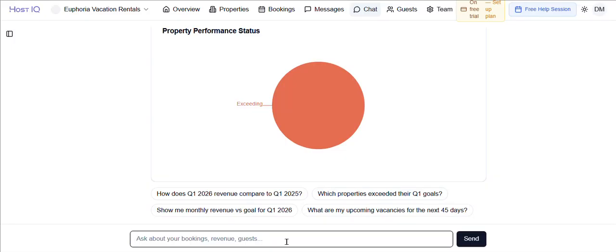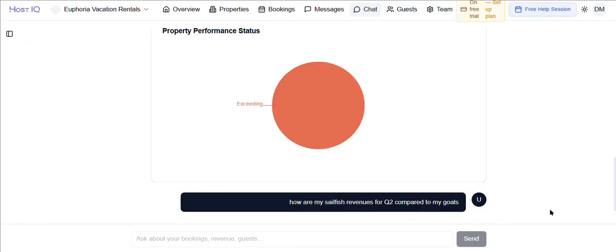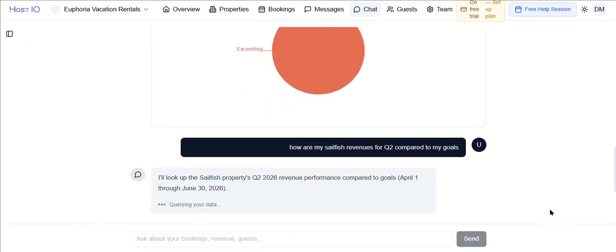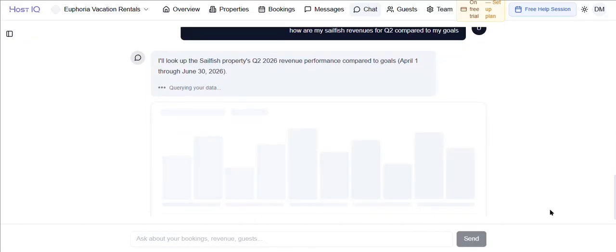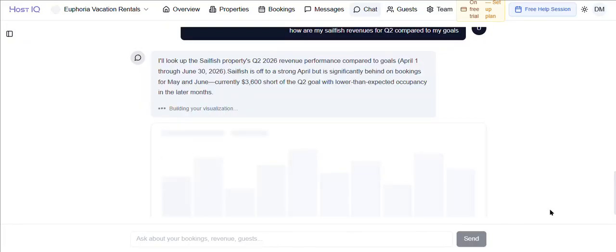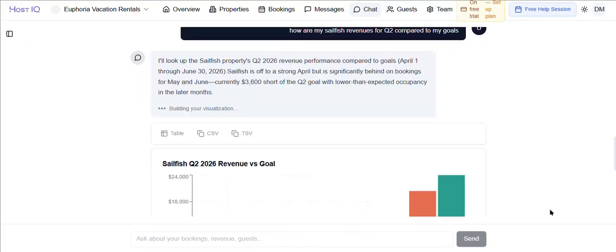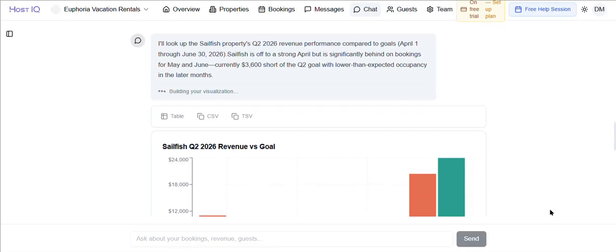One of my properties is named Sailfish. So I'm going to ask it, how are my Sailfish revenues for Q2 compared to my goals? Because what I would like for this to help me do now is dial into any deviations from what I'm doing versus where I want to be.